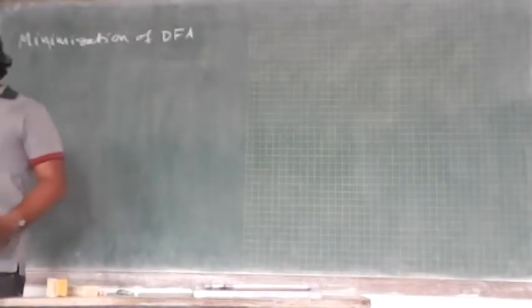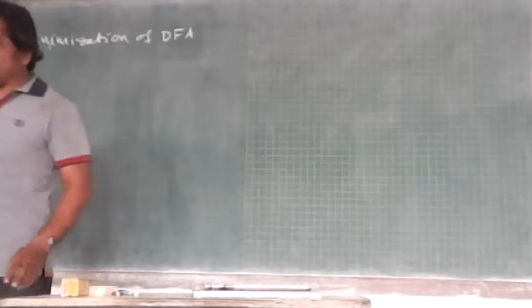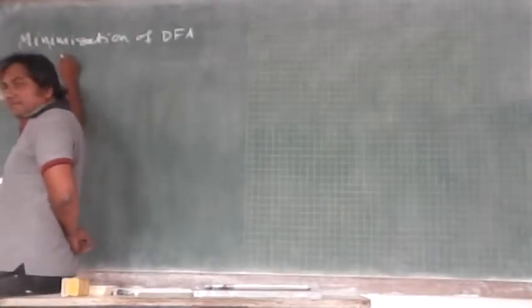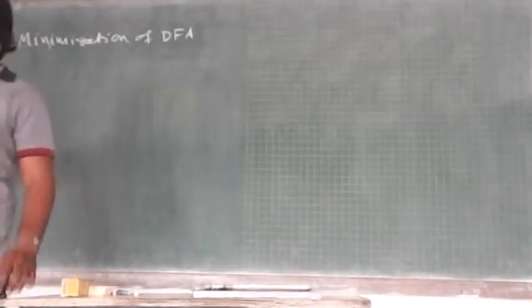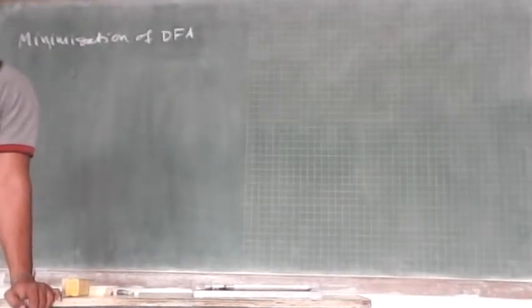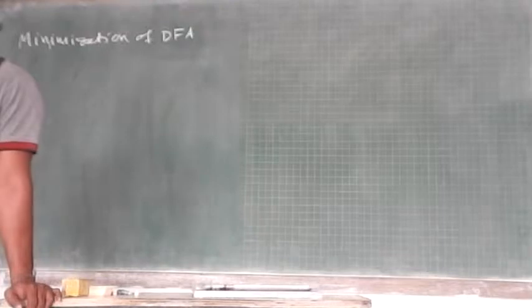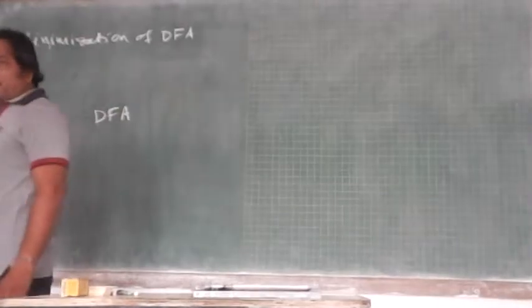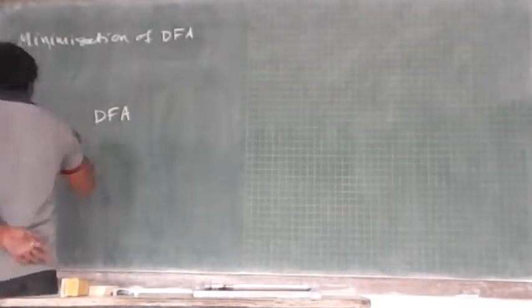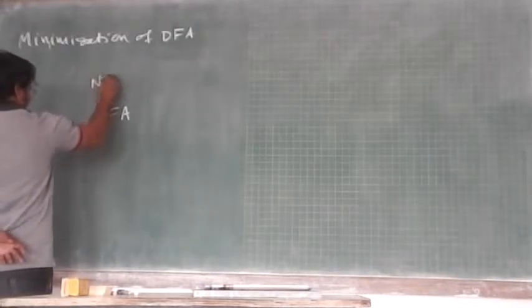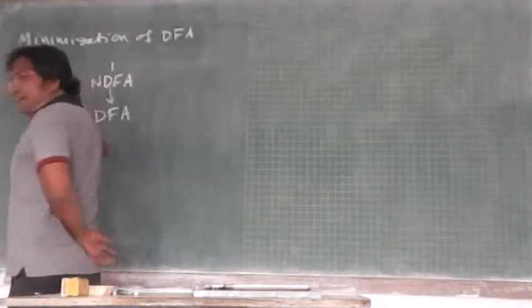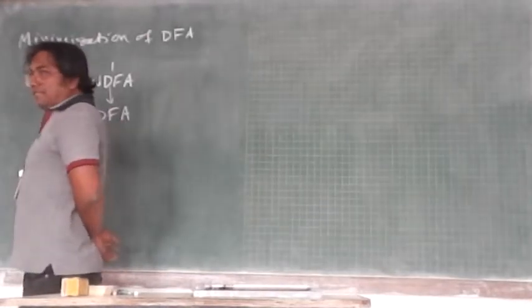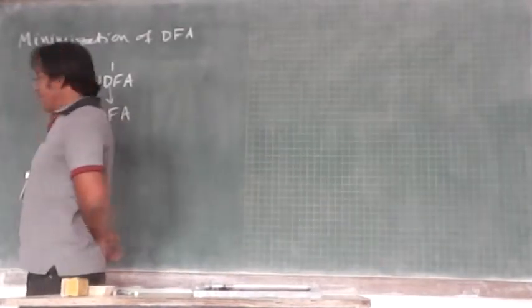So why minimize the DFA? What is a DFA? It is a deterministic finite automata. What is meant by deterministic? From a state, we should have only one transition for a particular input. Such a DFA. How do we get a DFA? Can we get a DFA directly? Before that, we get an NDFA. We can't get an NDFA directly. As per Kleene's theorem, we get an NDFA with null moves.